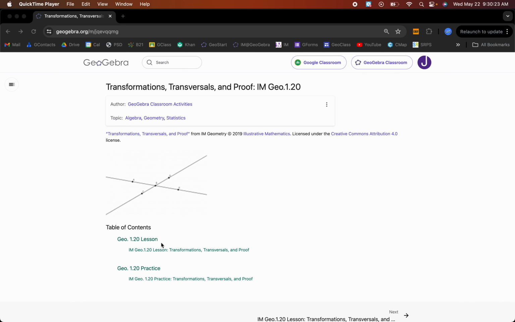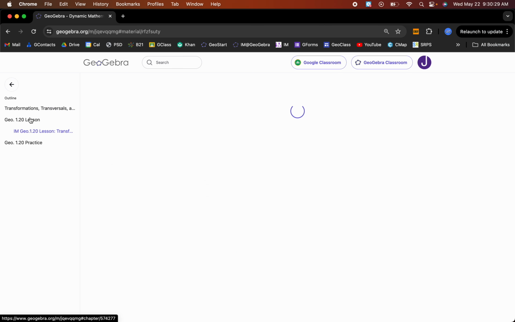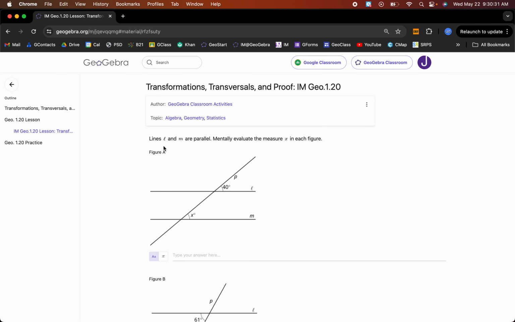Okay, so let's start in on the lesson stuff. Here we go. Okay, lines L and M are parallel. Mentally evaluate the measure X in each figure. All right, so here's this, here's that.